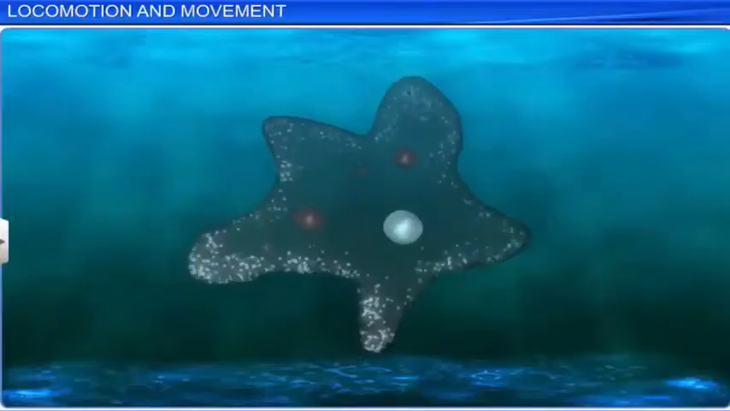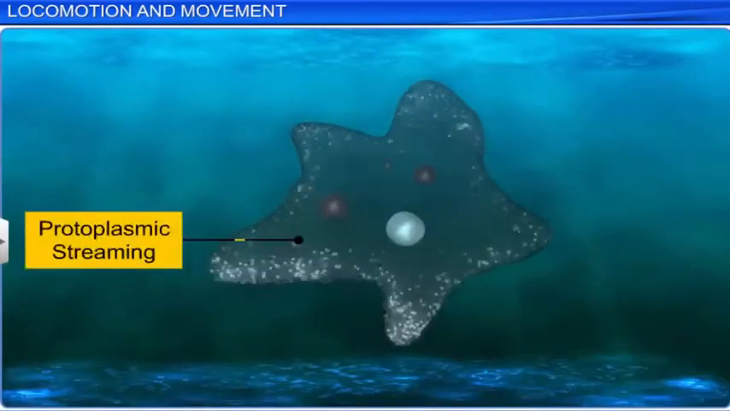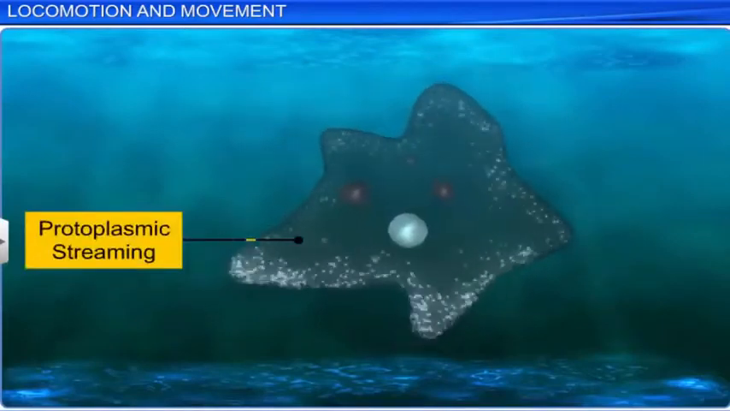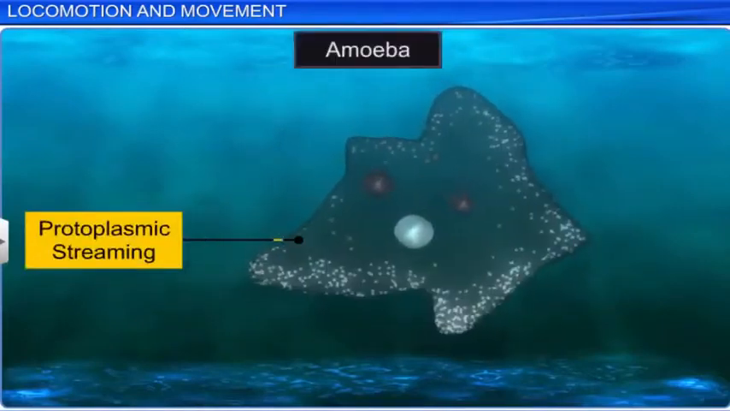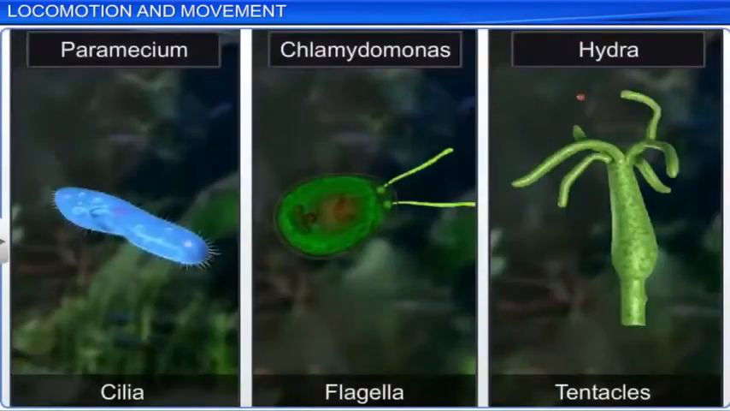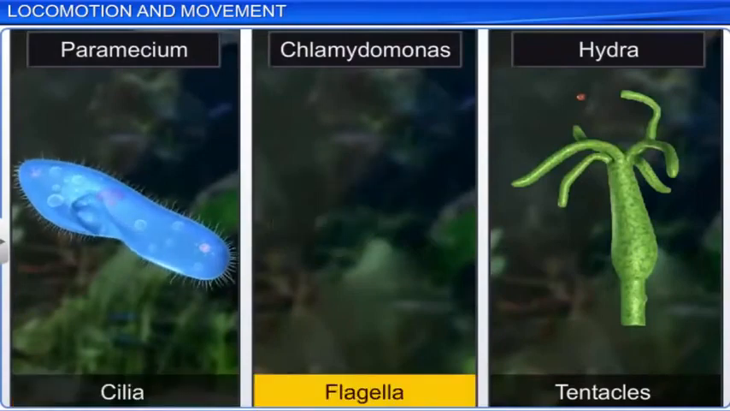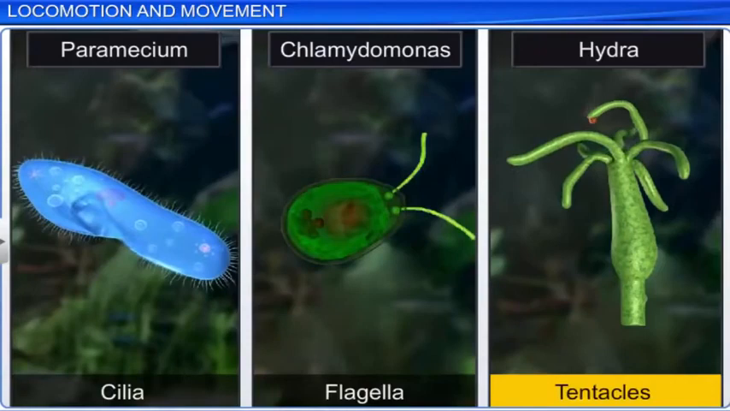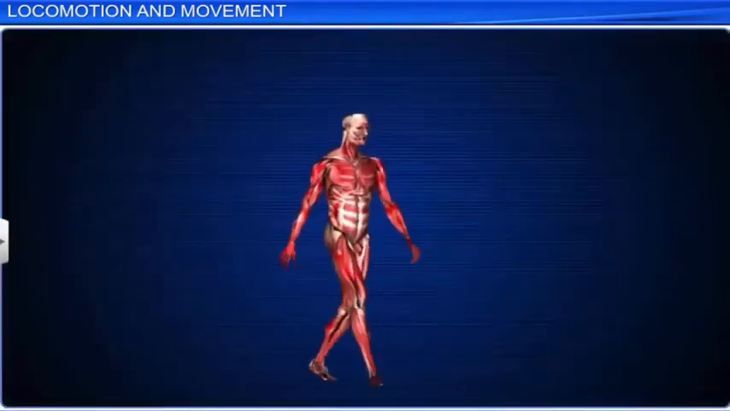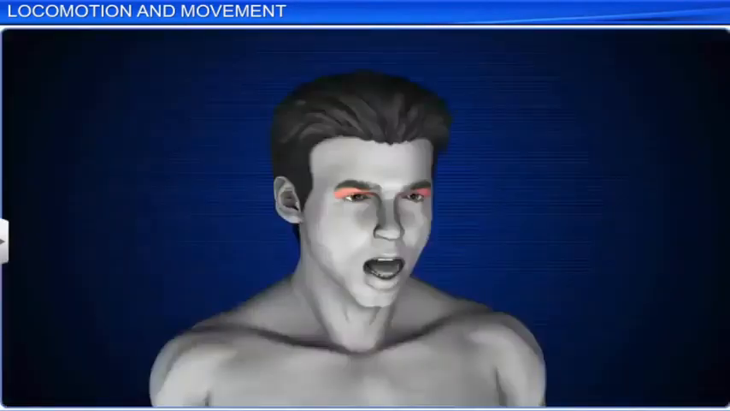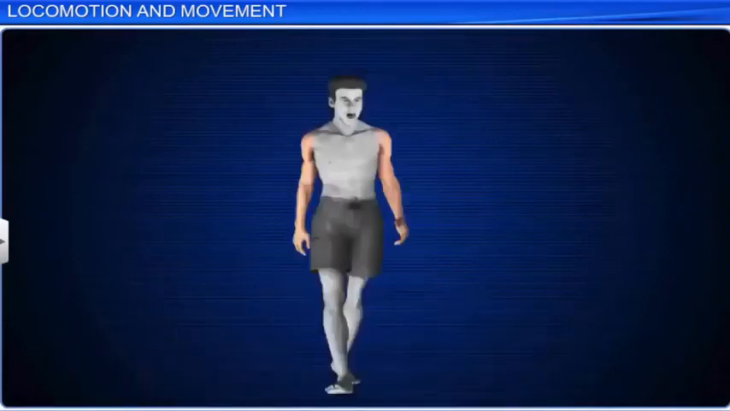The simplest form of movement is protoplasmic streaming, as seen in unicellular organisms like the amoeba. Some organisms show movement of cilia, flagella, and tentacles, while many others are able to move their eyelids, tongue, jaws, hands, and legs.